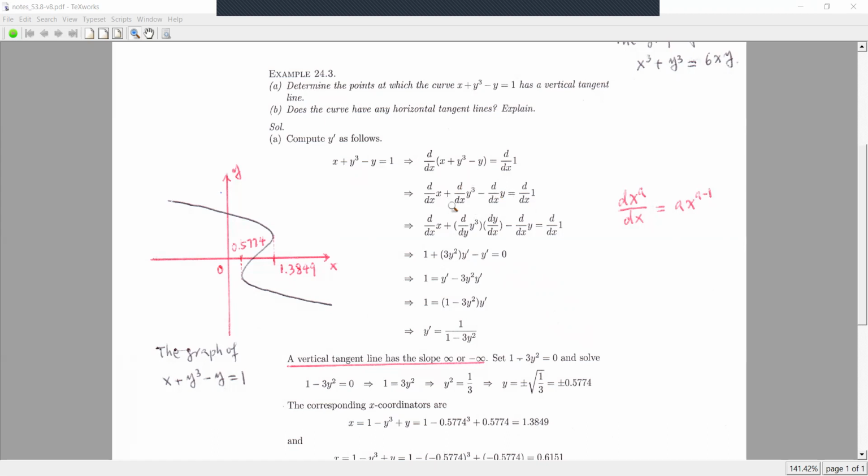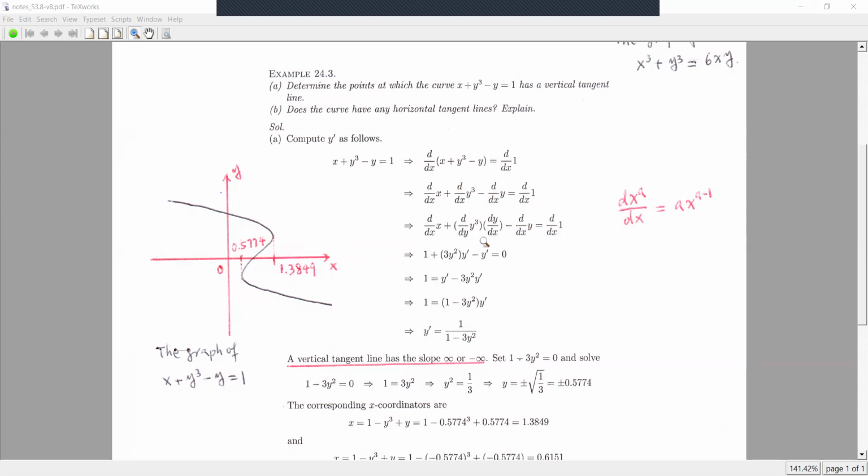About the second derivative, the function is y to the third. It is a power function. So I want to use the formula for a power function to compute the derivative. But this formula requires all the variables to be the same variable. Therefore, before I apply this formula, I use the chain rule to write this derivative as the product of these 2 derivatives.